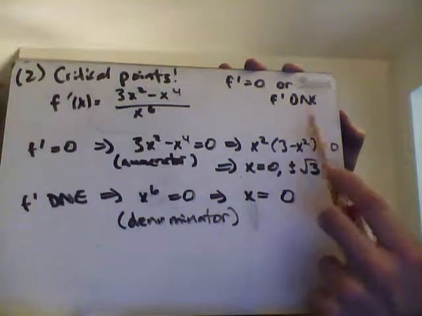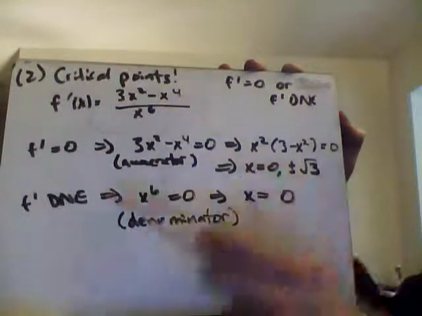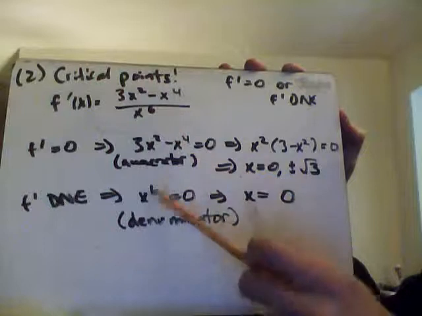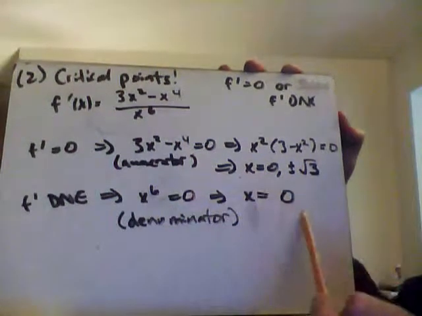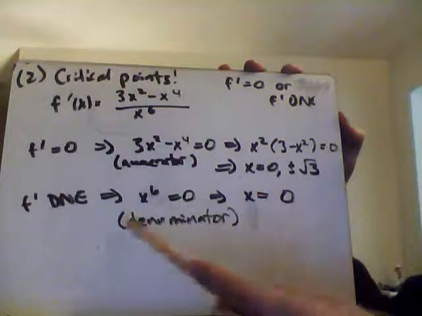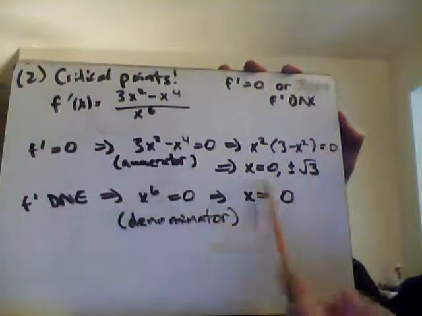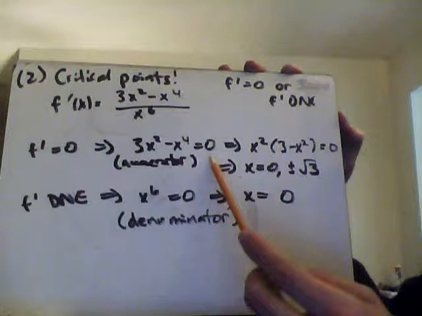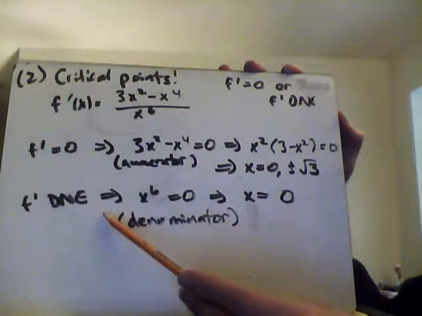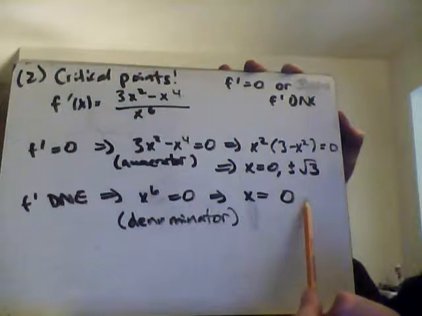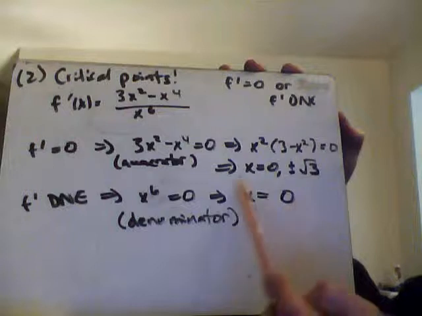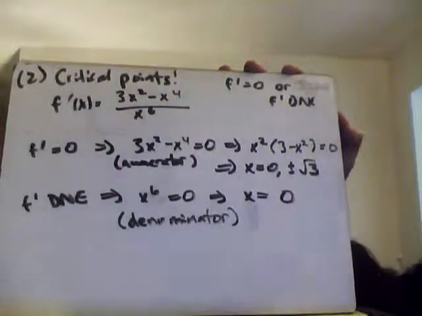In this case, to find where the derivative does not exist, we need to set our denominator equal to 0. In this case, that's x to the 6th. When we set x to the 6th equal to 0, we get that x is equal to 0 again. In reality, x is equal to 0 showed up both where the derivative is equal to 0 and where it did not exist. Just like with our implicit functions, we really need to investigate what actually is going on there. We won't go into depth on that just yet, but we will in a future lesson. But for now, know that x is equal to 0 is certainly a critical point.